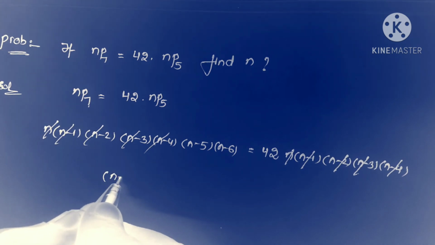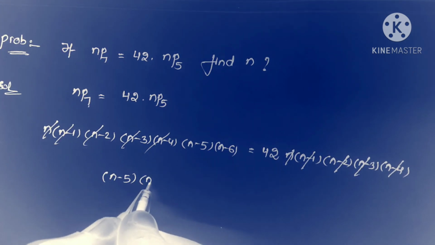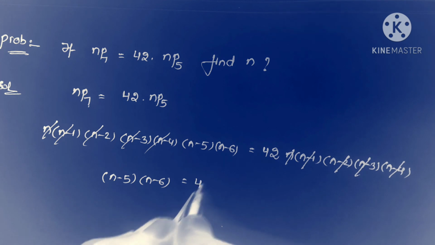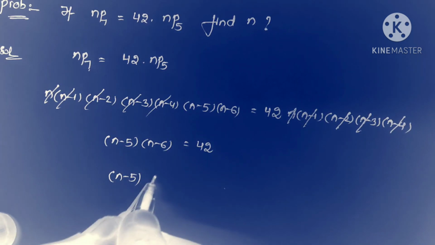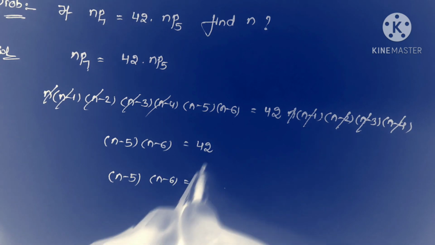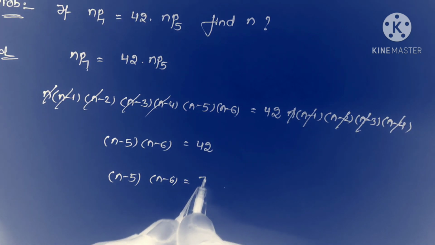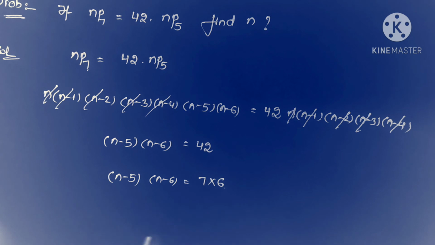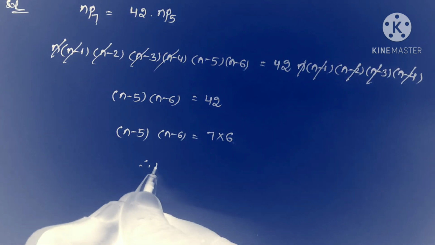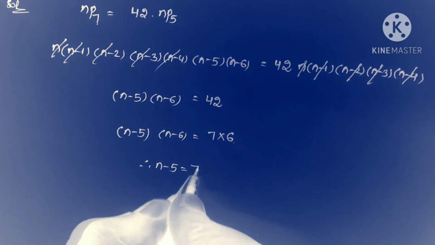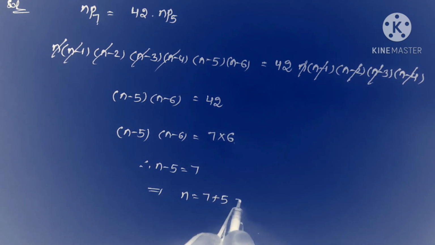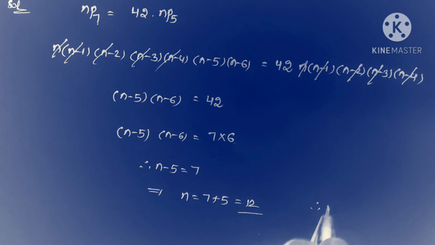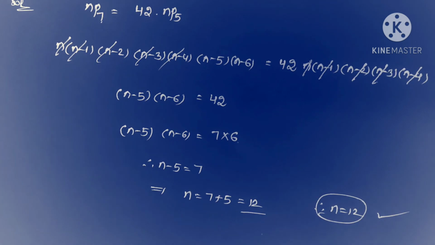So what are the remaining values? n minus 5 into n minus 6 is equals to 42. That is n minus 5 into n minus 6 is equals to, this is 7 into 6. Therefore comparing the first values, therefore n minus 5 is equals to 7, then n is equals to 7 plus 5 is equals to 12. Therefore the value of n is equals to 12. That's all. Most important sums for 2 marks.